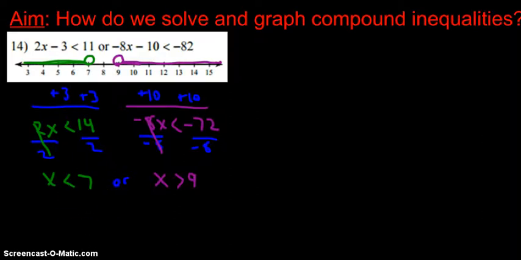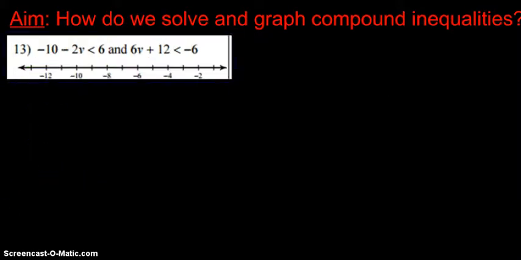So in interval notation, it would say starting at negative infinity up to 7, parentheses mean not including. Now we can't include negative infinity because it's not a number. Or, I guess I should put that in blue. Or, and in purple here, that would be 9 up to positive infinity. Alright, let's take a look at another example.